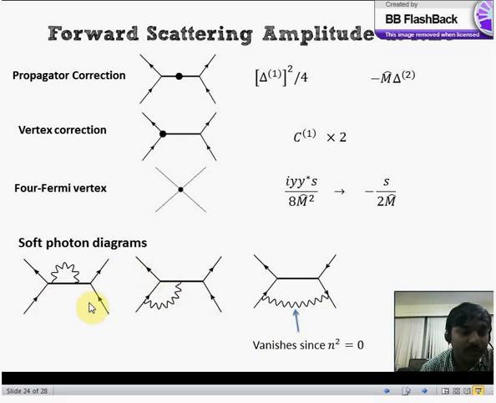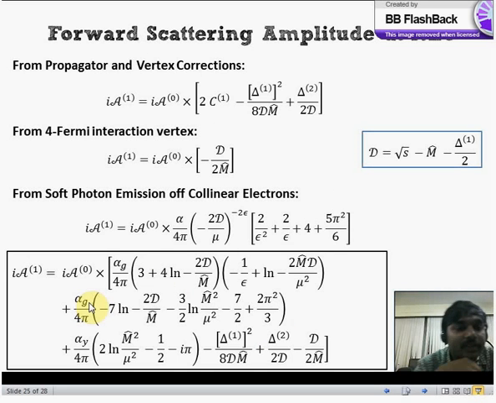So that helps us, of course. So we just have to consider these 2 diagrams, and if you do consider these 2 diagrams, they contribute this kind of a value. So earlier we had a propagator correction which was just this, and the 4 Fermi correction just this, where this curly d is just given by root s minus m minus delta, and if you put all of this together, then we have the amplitude to the first order. The amplitude to first order is what we were looking for.